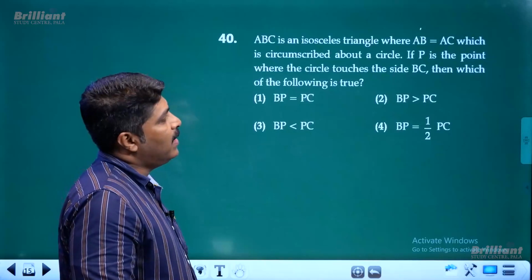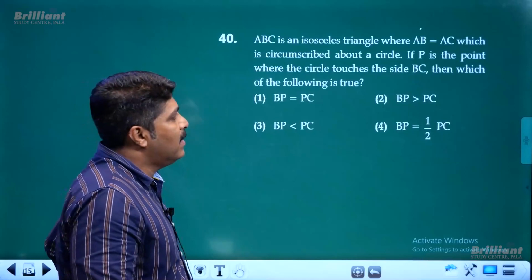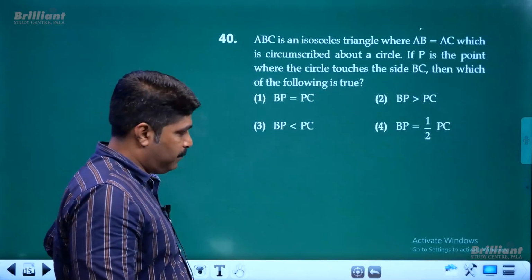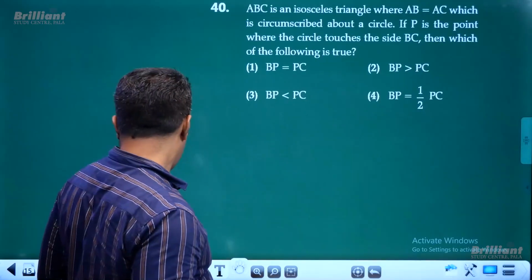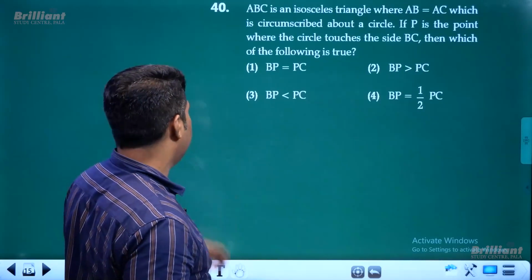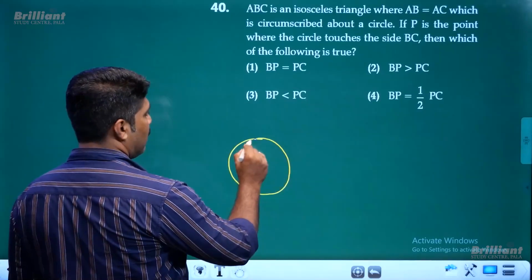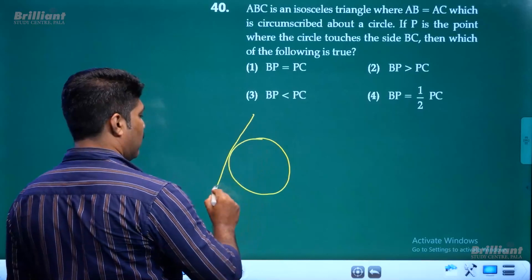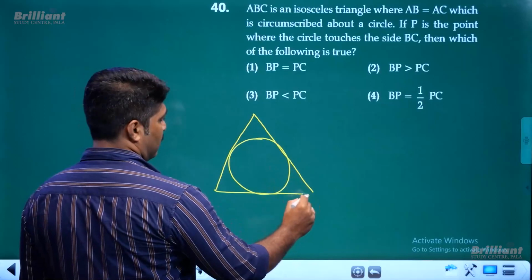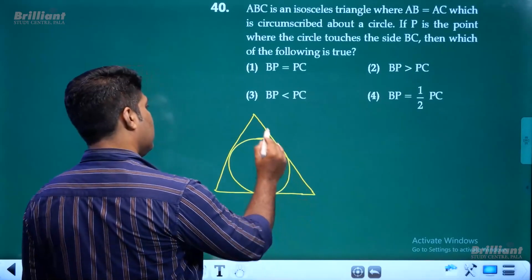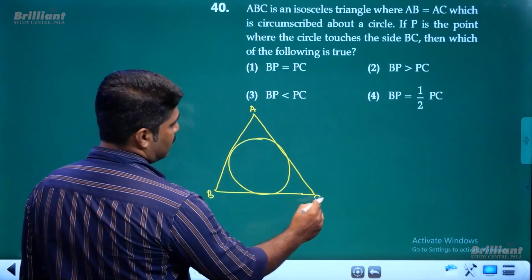If P is the point where the circle touches the side BC, then which of the following is true? For this type of question, you just simply draw a diagram. While we are drawing such a diagram, first you can consider a circle and there is a triangle. Its side touches this circle like this. So we are thinking about such a triangle. This is A, B, C.